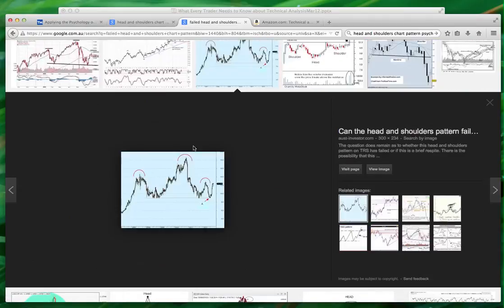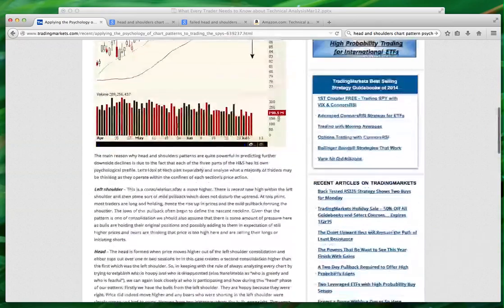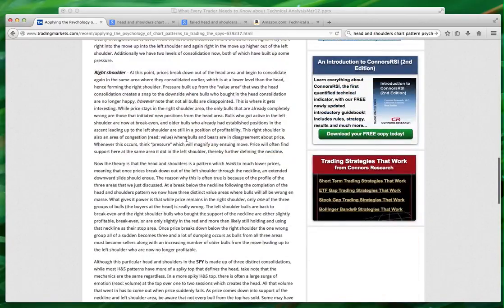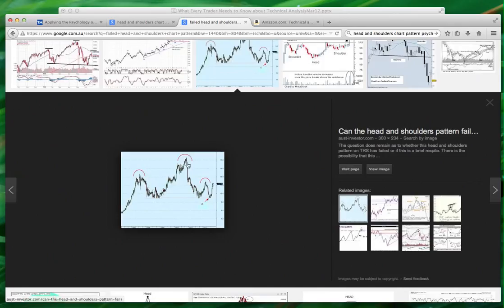But when we look at the failed one, surely the psychology of the left shoulder, the head, the right shoulder, for most of this period, has got to be the same. It has the same type of formation, the same shapes we're seeing. So if we're going to explain the psychology of these head and shoulders in these terms, and it's that psychology that's then the creation of the head and shoulders pattern, why is the psychology different in this pattern? The psychology of the pattern is the same.